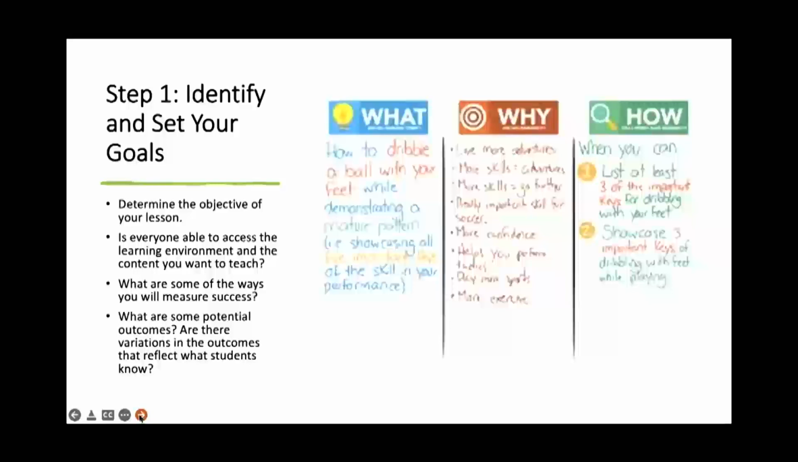So step 1 is basically, what are your goals? What are your goals for the lesson and how are you going to get there? It's kind of like backwards design. We're looking at the goals and how are we going to get the students to that point? And so we want to know, is everyone able to access the learning environment and the content you want to teach? And you're going to do that by multiple means of representation, action and expression, and engagement.